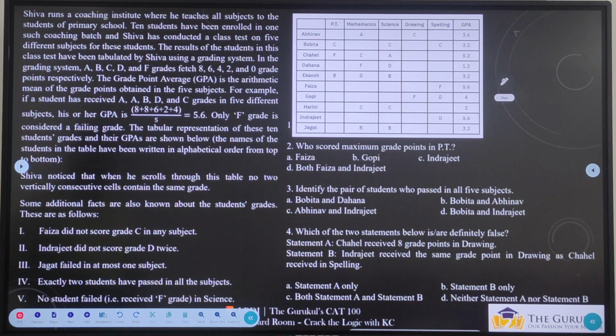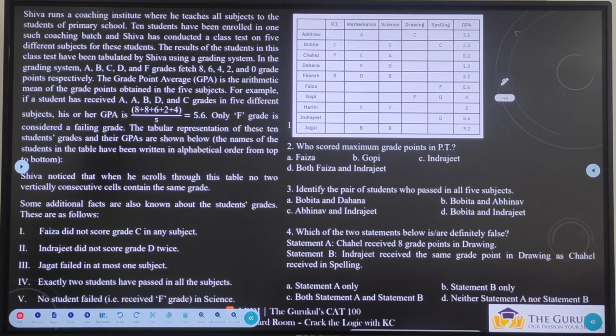Okay, let's see. Shiva runs a coaching institute where he teaches all subjects to the students of primary school. 10 students have been enrolled in one such coaching batch, and Shiva has conducted a class test on 5 subjects for these students, 5 different subjects. The results of the students in this class test have been tabulated by Shiva using a grading system.